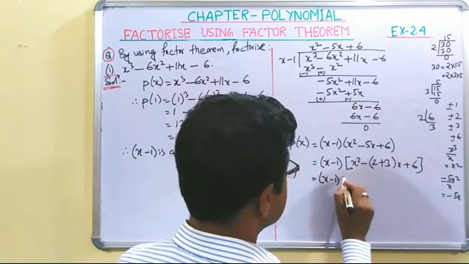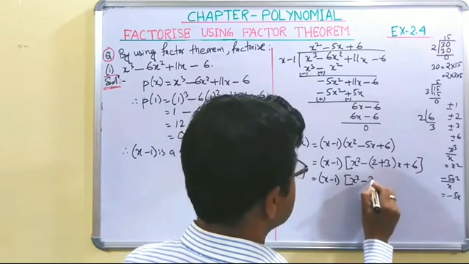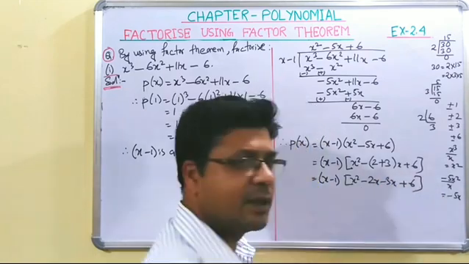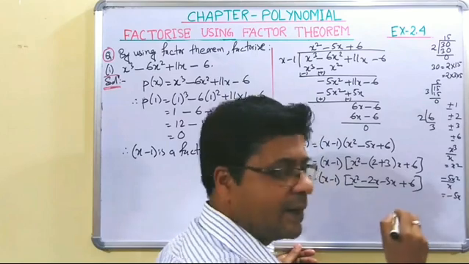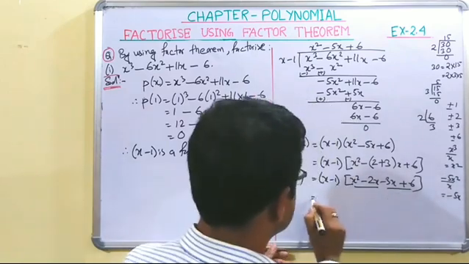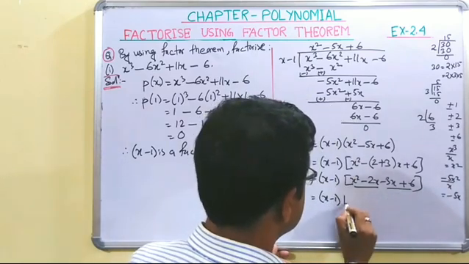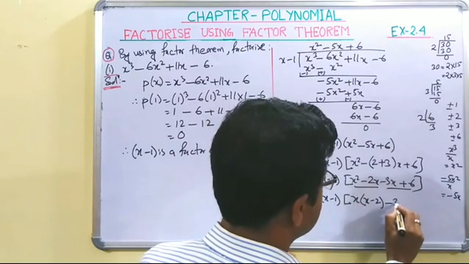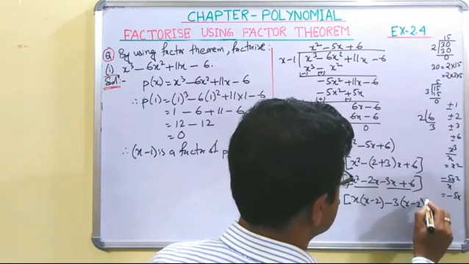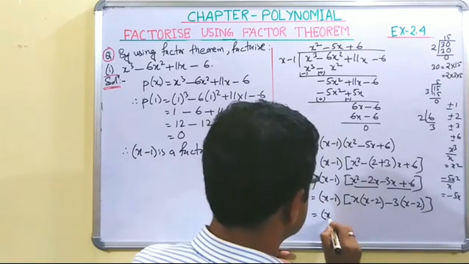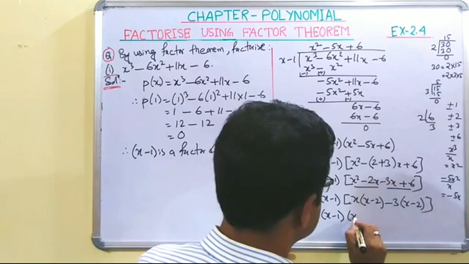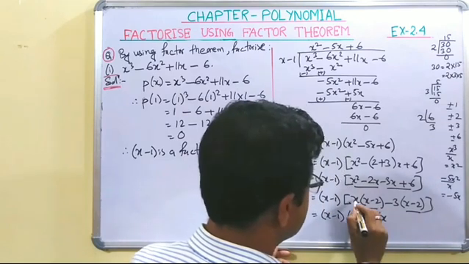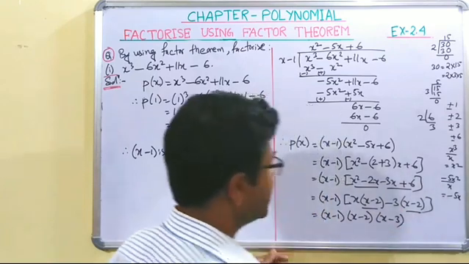x minus 1 into x square minus 2x minus 3x plus 6. Okay. Now this is one pair, this is another pair. From here x is common, x minus 2. From here what is common? Minus 3, x minus 2. So this is x minus 1, this is x minus 2, this is x minus 3. Here x minus 2 is common, and taking it common, what is there? x minus 3.